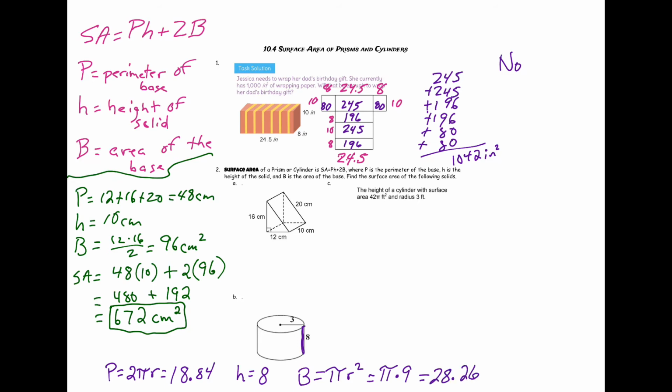And now it's just taking all of those pieces of information, the 28.26, the 8, and the 18.84, and plugging it into the equation. So, surface area equals our perimeter, 18.84, times the height, which is 8, plus 2 times our area of the base, 28.26.